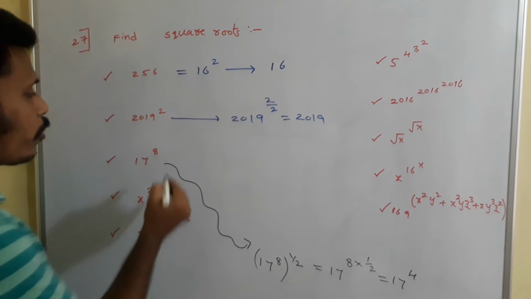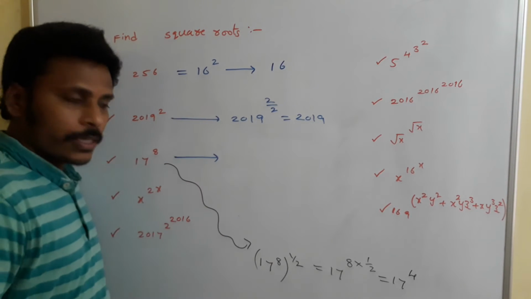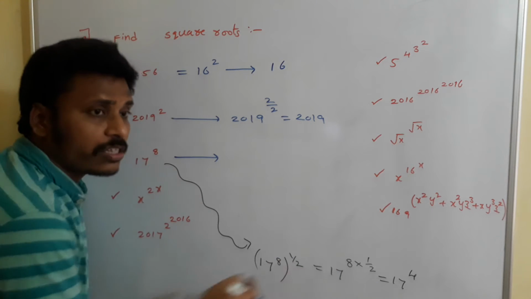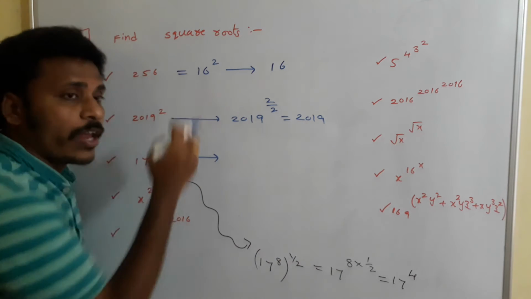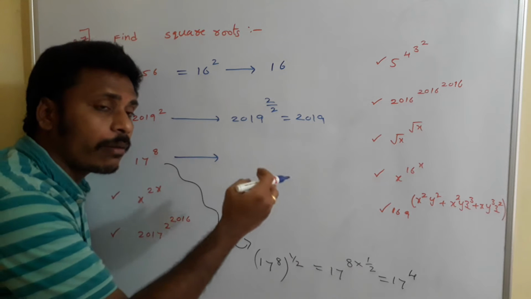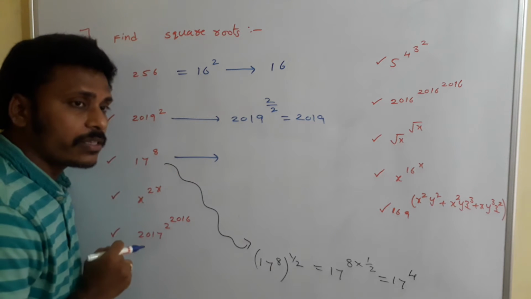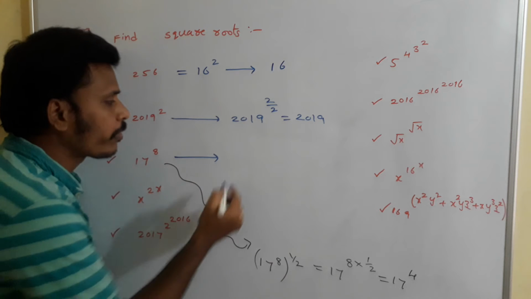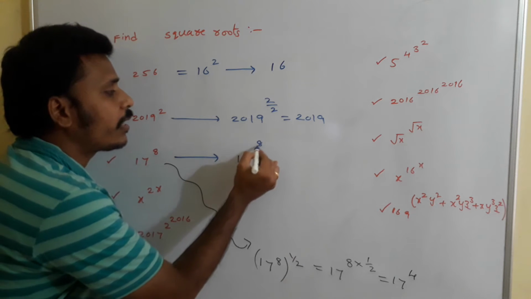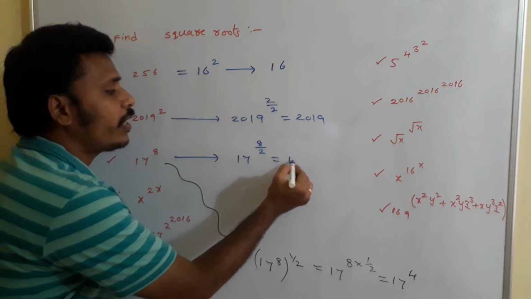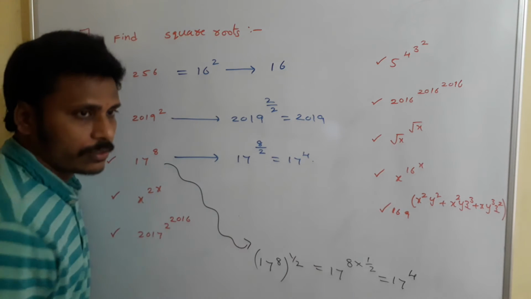And now think about this 17 power 8. We have the procedure here. Finding the square root is simply applying 1 by 2 to the power. Applying 1 by 2 to the power of this number is simply making 8 its half. 17 to the power 4 is your answer.